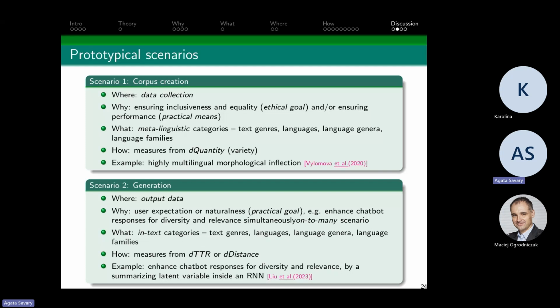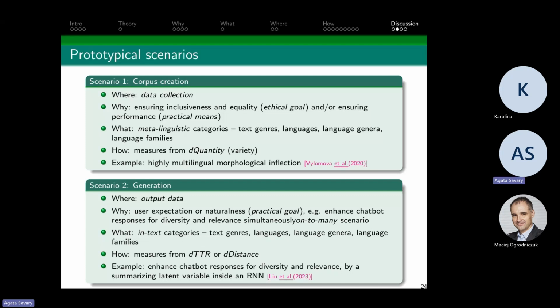Now, another scenario, kind of the opposite, is the generation scenario. The quantification of diversity happens at the output stage, so the generated data, right? It is measured because it is a user expectation or naturalness expectation to be diverse. So it's a practical goal. One example is that we want to enhance chatbot responses, and we want these responses not to be always the same. So there is a one-to-many scenario because users expect it, right?